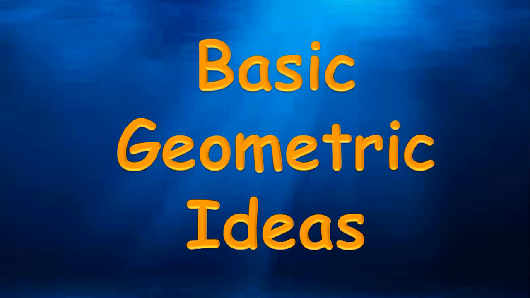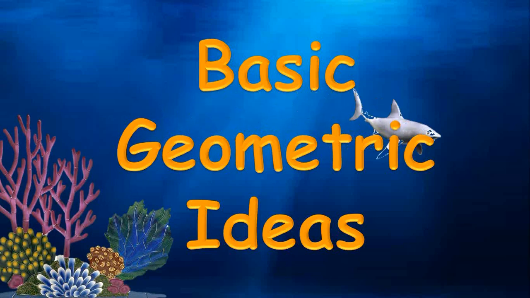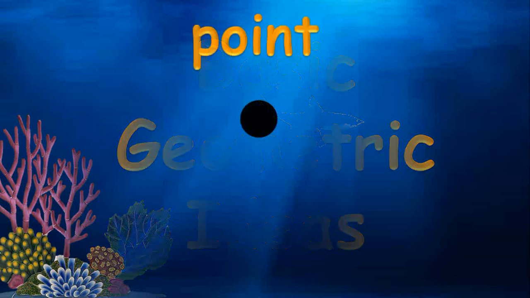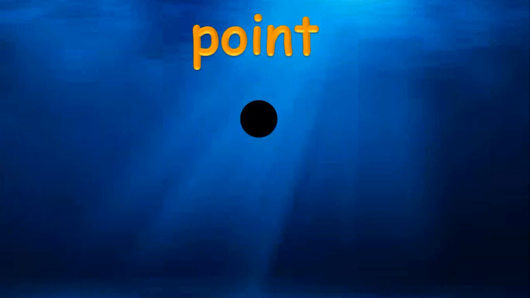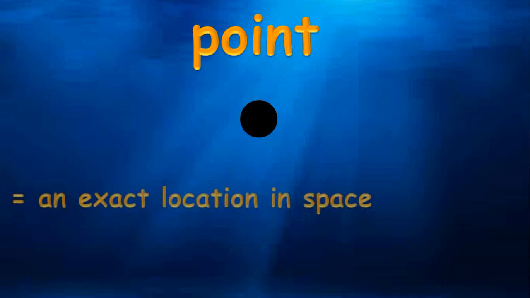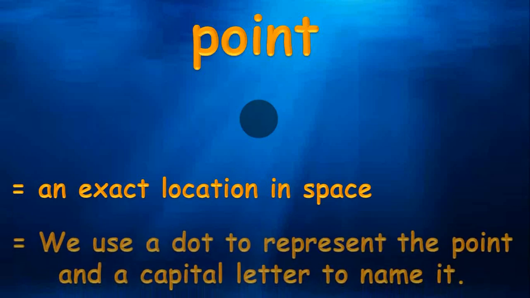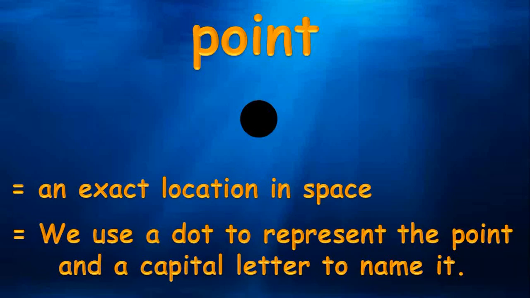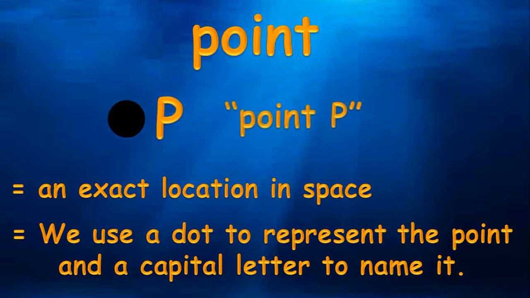Before we begin our lesson, let's review the basic geometric ideas you studied in grade 3. Let's start with a point. What exactly is the point? It is an exact location in space. We use a dot to represent a point and a capital letter to name it. An example is point P.